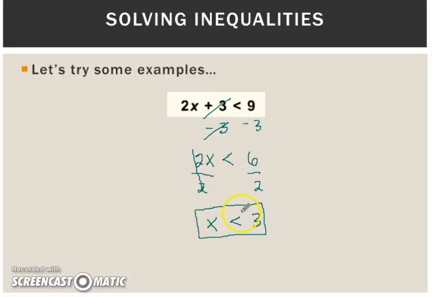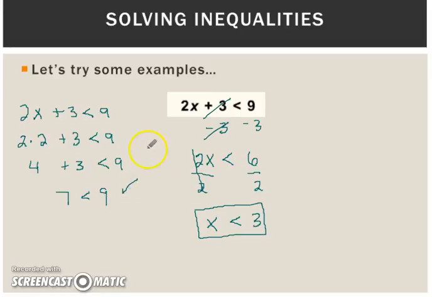So if you were to choose to check your answer, and if x has to be less than 3, if we choose 2, and we plug it into our inequality, so 2x plus 3 is less than 9. 2 is a number that's less than 3, so 2 times 2 plus 3 is less than 9. 4 plus 3 is less than 9, and 4 plus 3 is 7. 7 is less than 9, so it checked out.